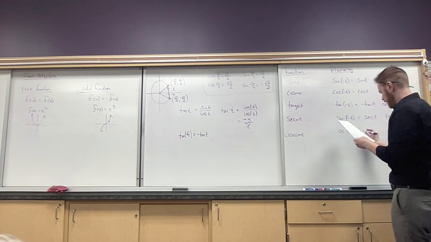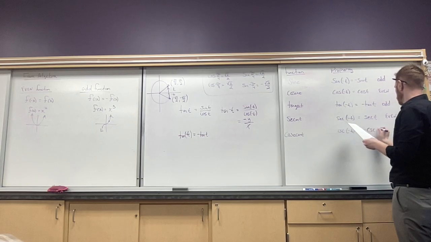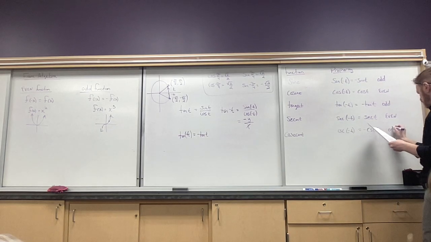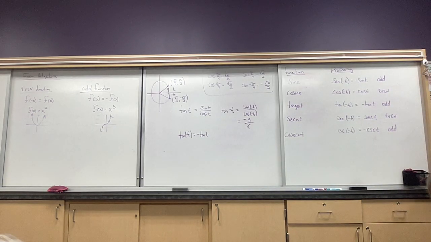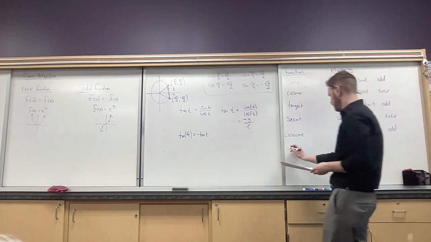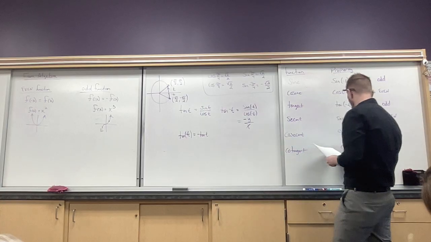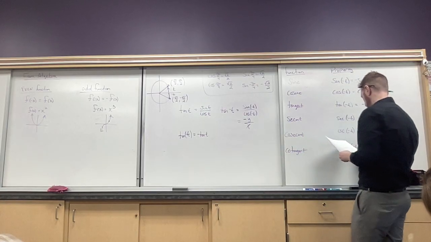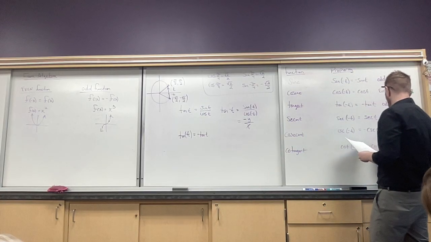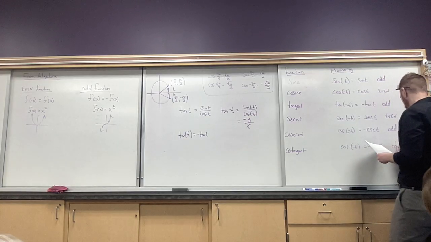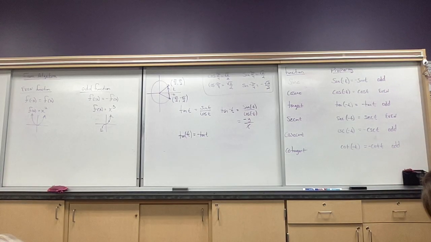So if we have a negative angle for cosecant, we get a negative output. So we know that's an odd function then, if that's the case. And the last one, cotangent. So if cotangent of the angle is negative, the output will also be negative, which is also a characteristic of an odd function.